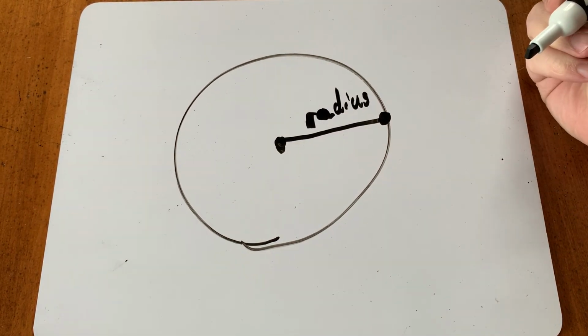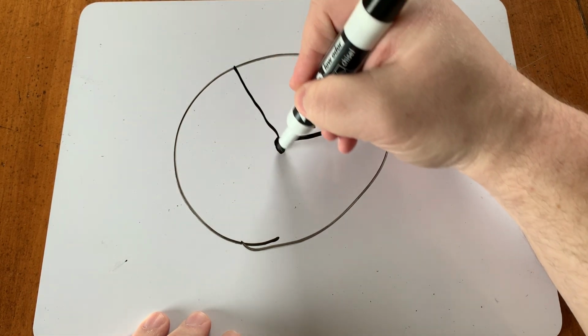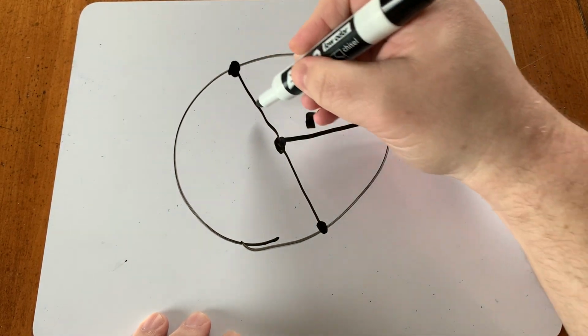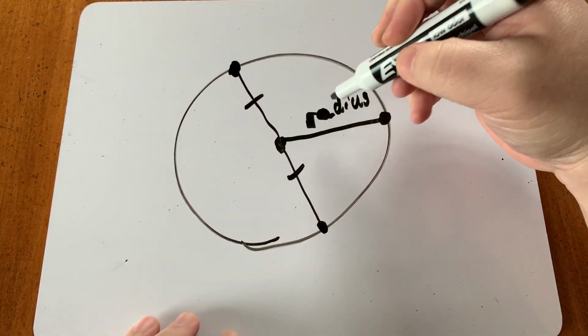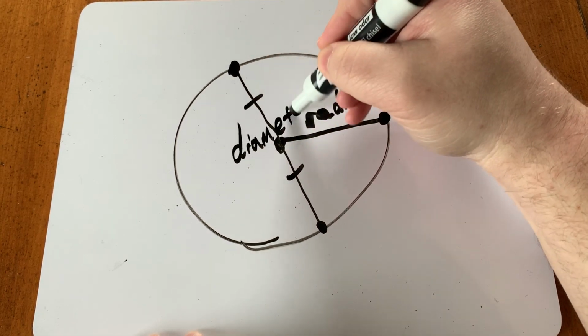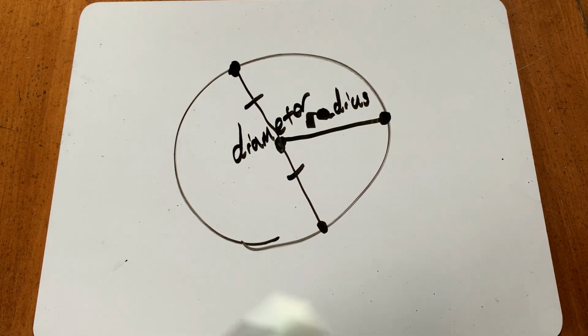Let me just turn the marker so it's not as bold. And then a segment with both endpoints on the circle, whose midpoint is the center, is called a diameter. So we've talked about that. That's all review. We've seen that before.